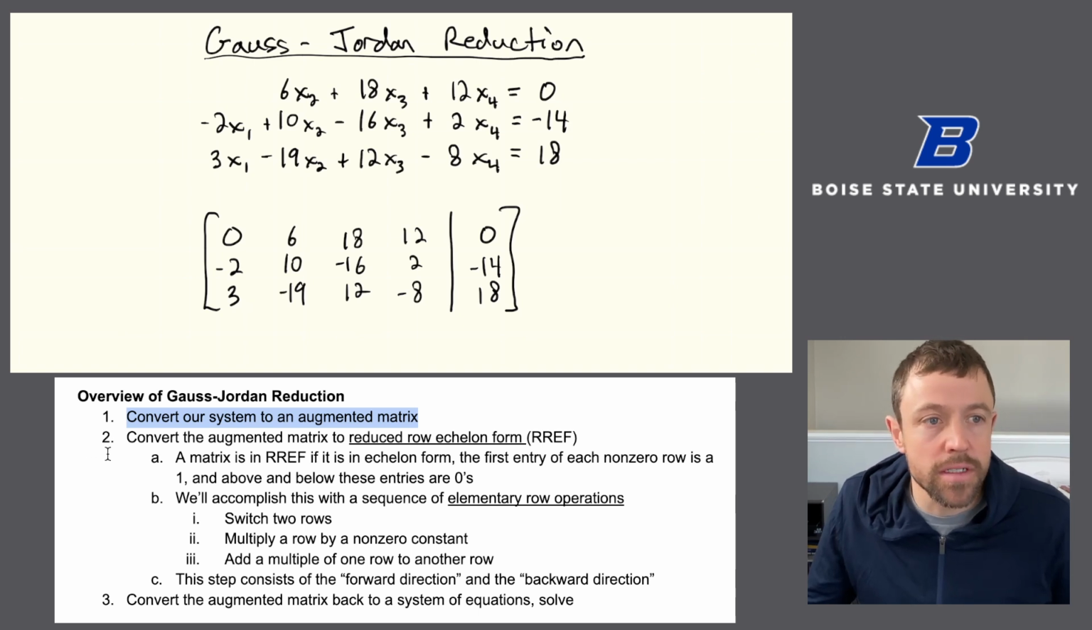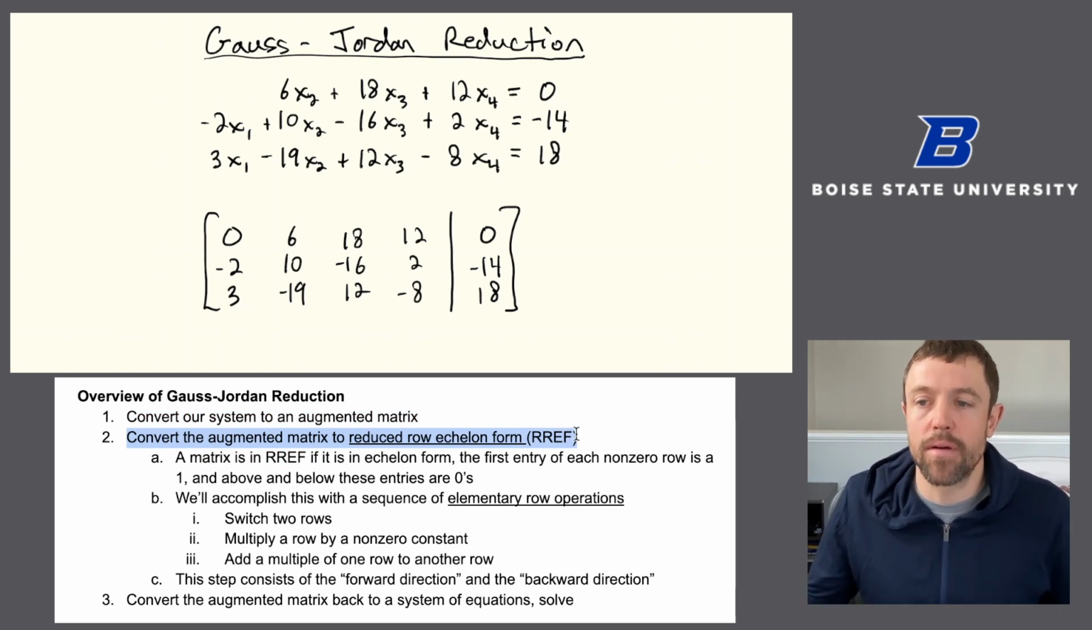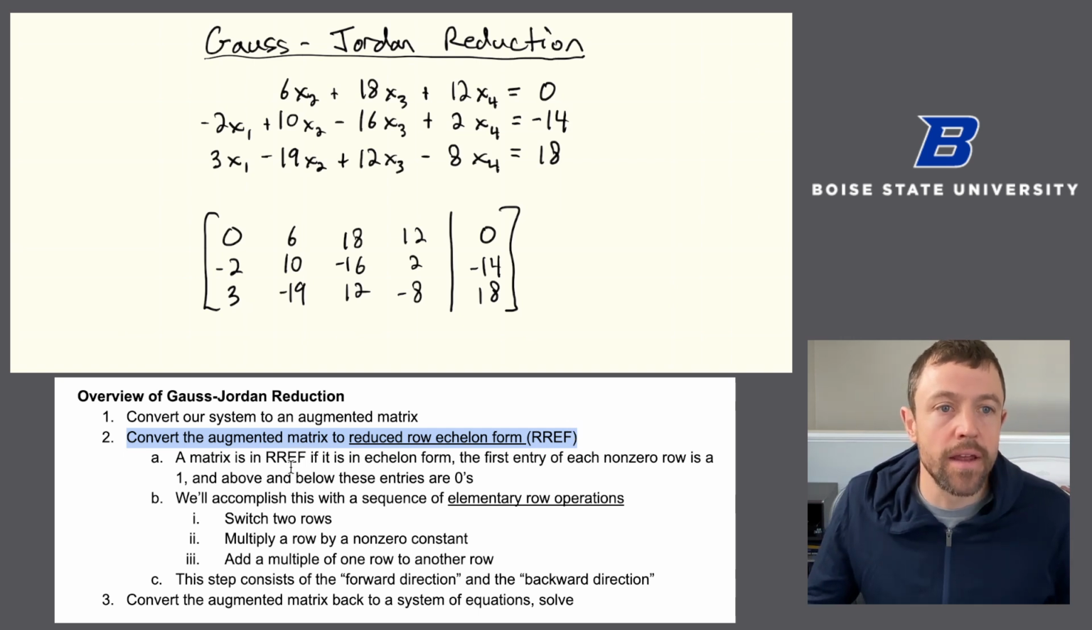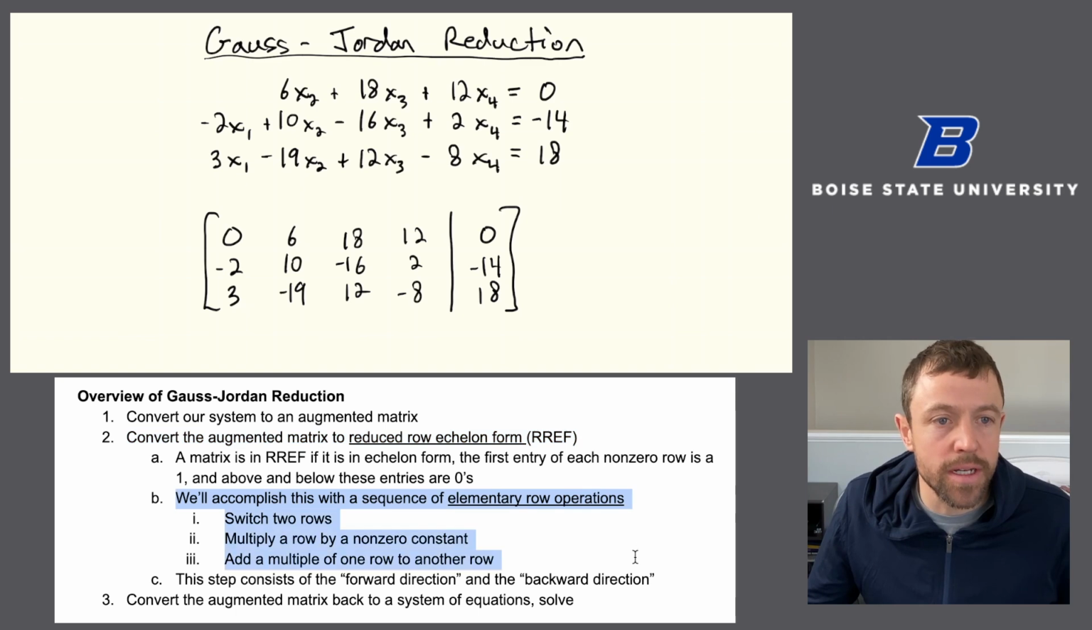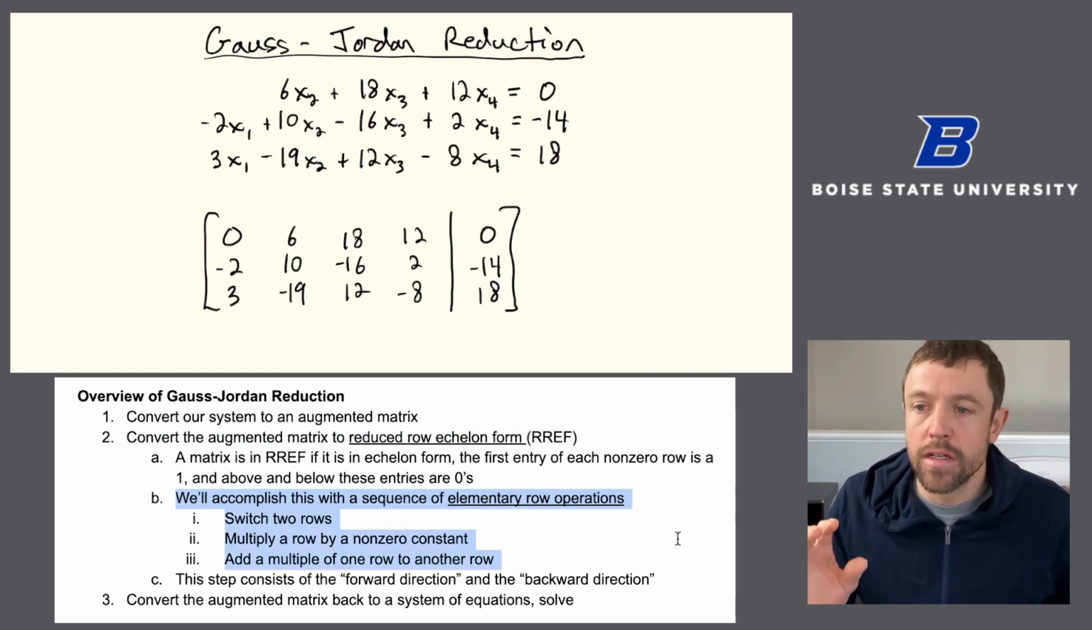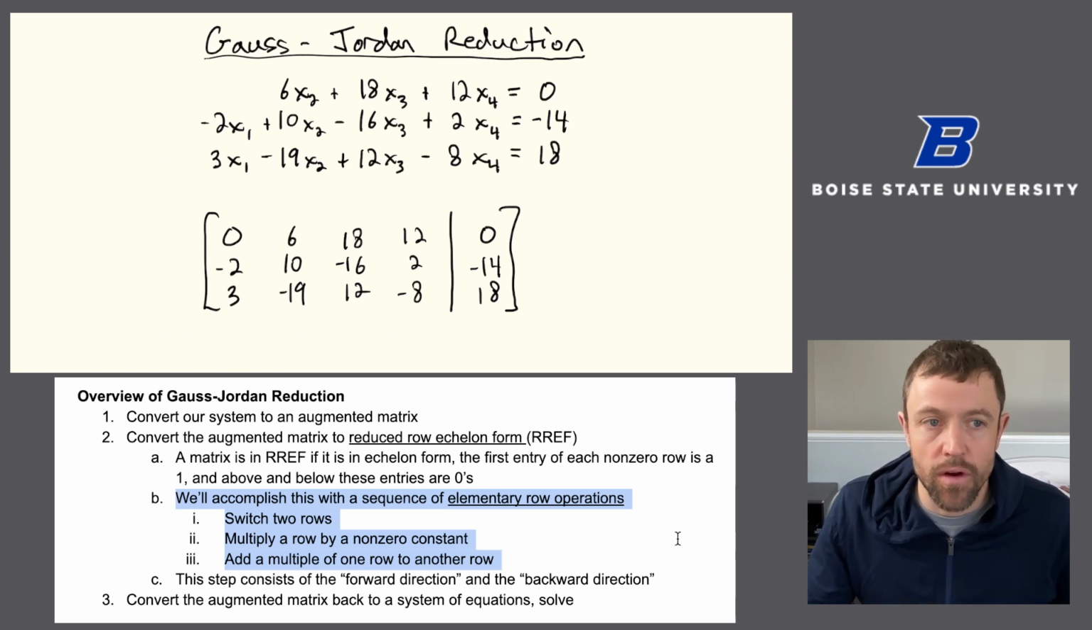Now, step 2 is going to be this big sequence. We're going to convert this augmented matrix to what's known as reduced row echelon form. This is the main part of the process. It's not worth defining what reduced row echelon form is right away without seeing an example. But what we're going to do is a sequence of elementary row operations on this matrix in order to transform it into reduced row echelon form.